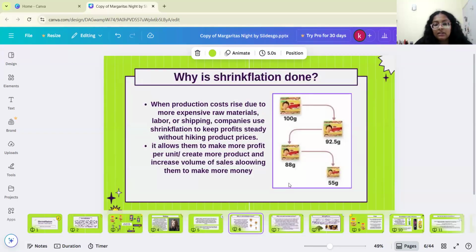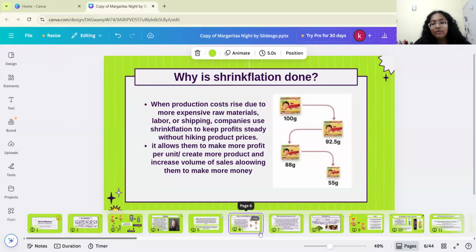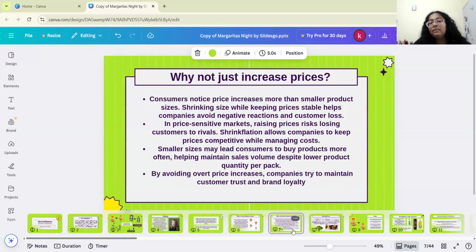So why is shrinkflation done? Production costs rise due to inflation, so raw materials become more expensive, as do labor and shipping. By incorporating shrinkflation, these companies are able to make steady profits. It also allows them to make more profit per unit or create more product and increase the volume of sales. You might be wondering why they don't just increase the prices.